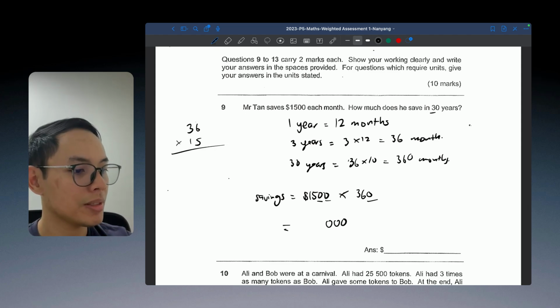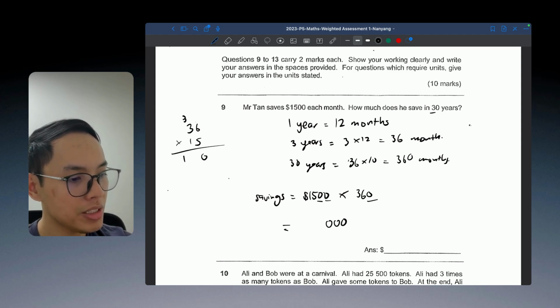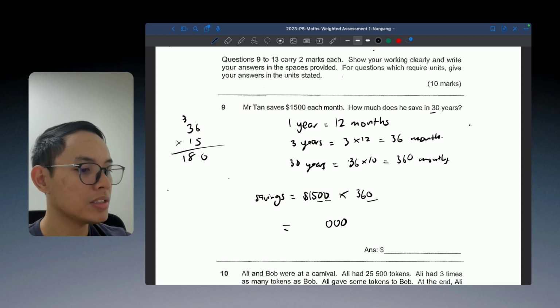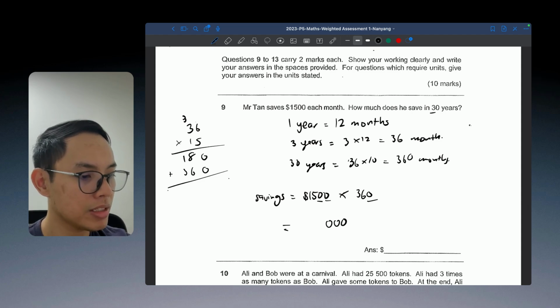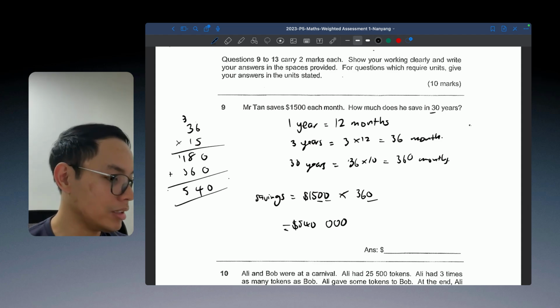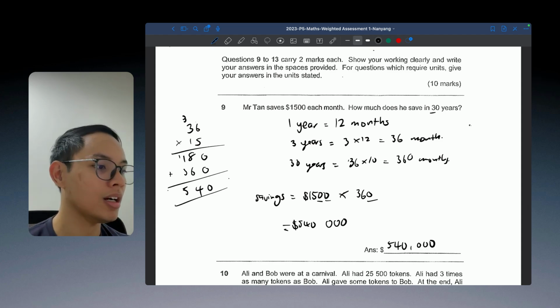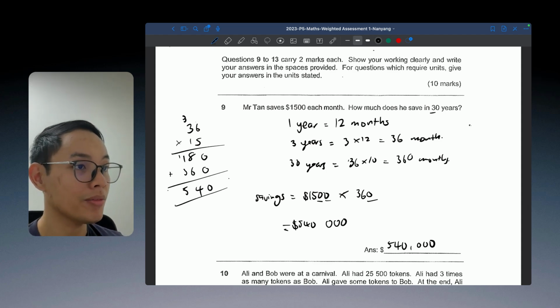Okay, so 36 times 15. 6 times 5 is 30, so put 0 and carry 3 here. 3 times 5 is 15, and then you add the 3, which is 180. And now 36 times 1, we just put here 3, 6, then 0, right? So you add them together. 8 plus 6 is 14, plus 1 here, it should be 540. And now we just put here 540,000. Damn. So now you have $540,000. Wow.